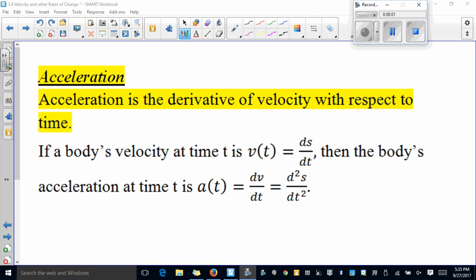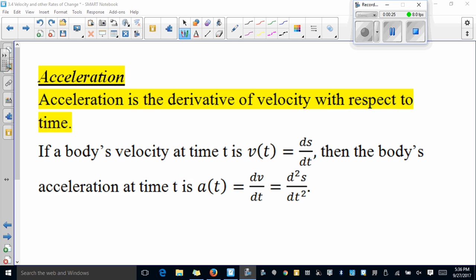Section 3.4 on velocity and other rates of change. Day 2, our objective is to use derivatives to analyze straight line motion and solve other problems involving rates of change. And the other one you saw is using different things, including looking at a motion graph. So we're going now into acceleration. We were doing velocity. Now let's play with acceleration a little bit.